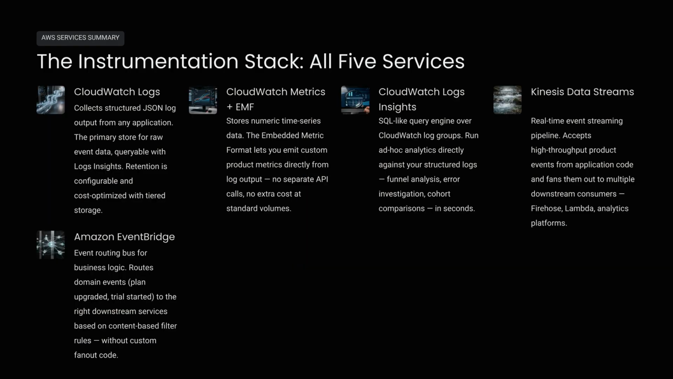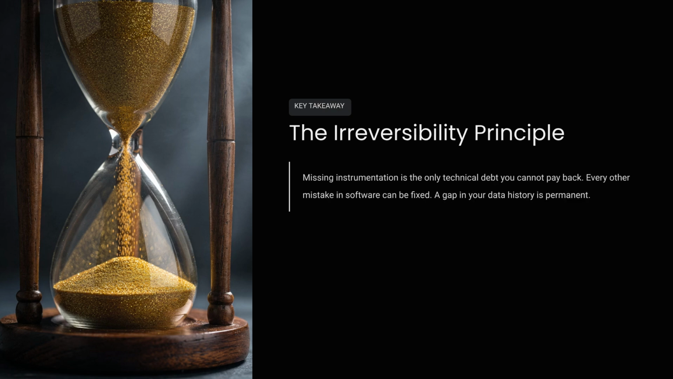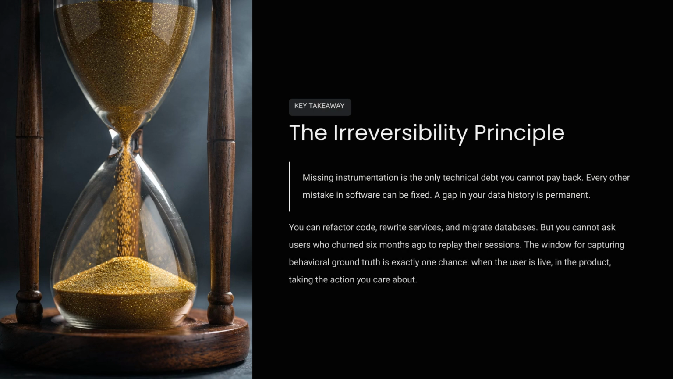This diagram summarizes the 5 AWS services essential for the instrumentation stack: CloudWatch logs, metrics, logs insights, Kinesis data streams, and EventBridge. Each serves a distinct purpose in collecting, processing, and routing product data. The irreversibility principle states that missing instrumentation is the only technical debt you cannot repay. A gap in your data history is permanent and prevents future analysis of past user behavior.